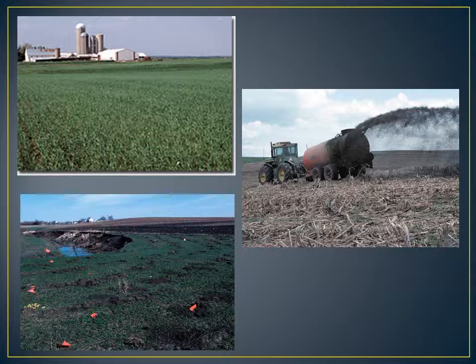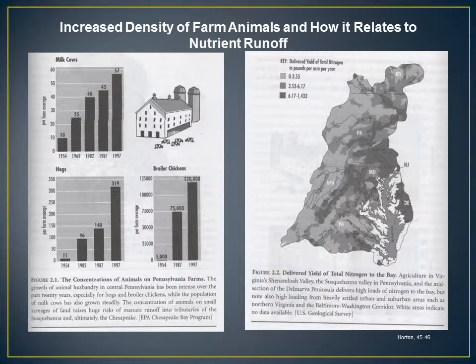After being implemented for over 15 years, the program has begun to show large decreases in phosphorus, nitrogen, and soil erosion. A significant increase in the concentration of animals on farms has greatly increased the risk of manure running off into tributaries of the Susquehanna River, which leads back to the bay.